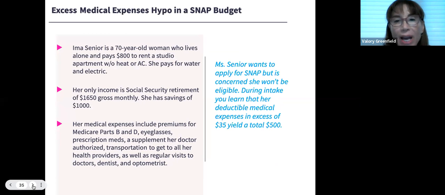They're accessible in the chat if you want to print it out and follow along, or perhaps you already did that because Alexa sent it out this morning. But let's just take a look at our first food stamp applicant.